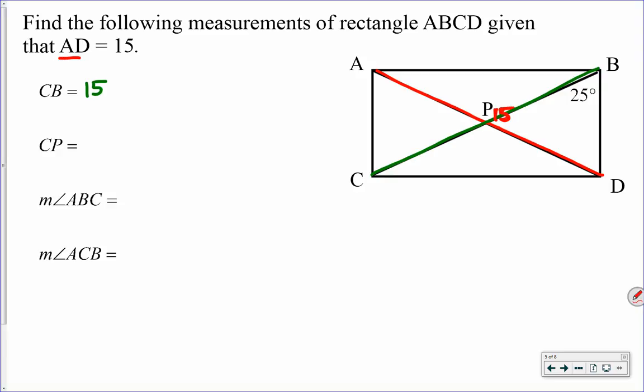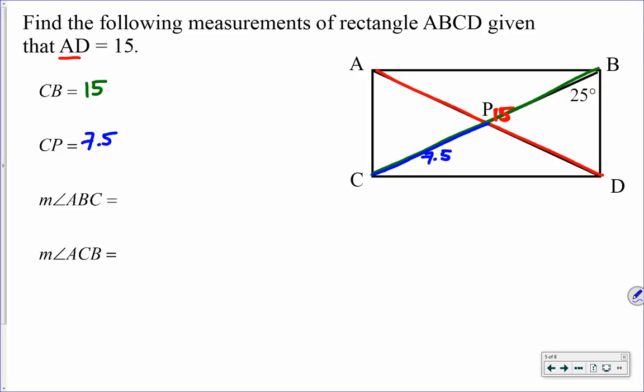All right, let's look at the next one. We're looking for CP. CP goes from here to here. Well, that's half of the diagonal, and if the whole thing is 15, we can divide 15 by 2, and we get 7.5.